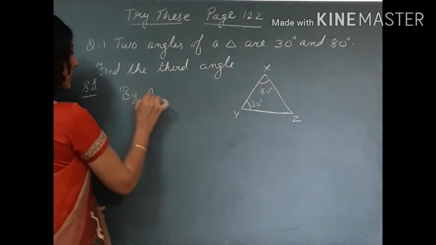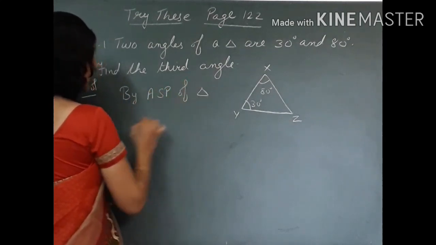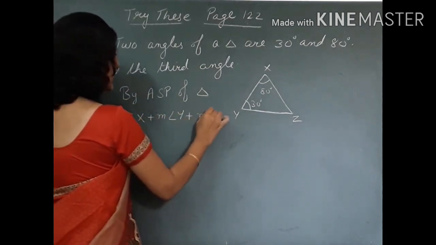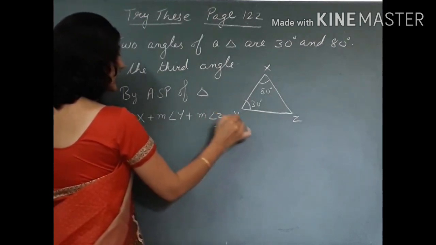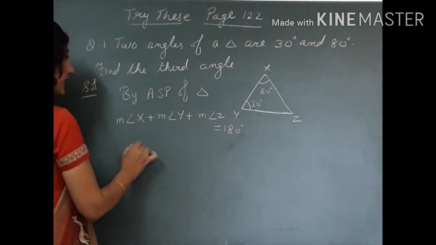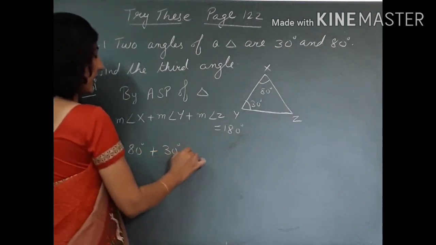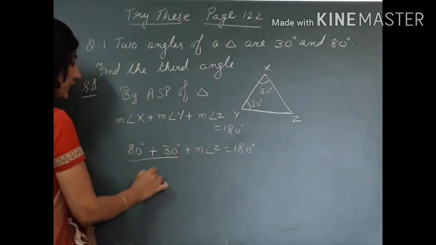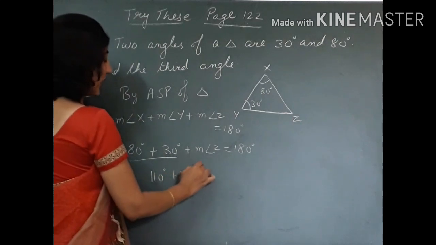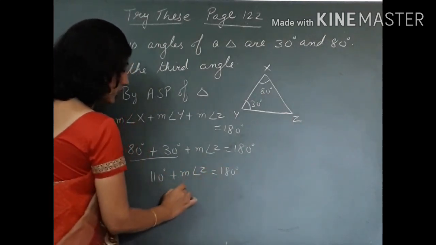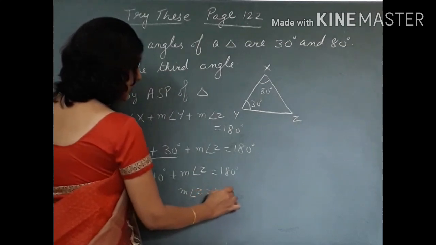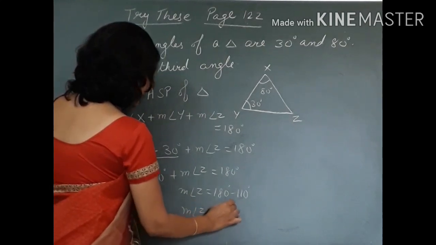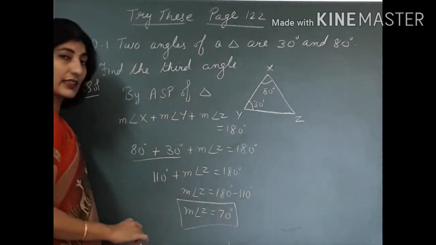So you will write by angle sum property of triangle, measure of angle X plus measure of angle Y plus measure of angle Z equals to 180 degree. Two values are given. X is 80, Y is 30 and measure of angle Z 180. I have named as XYZ. You can name anything of your choice. So this will be 110 degree plus measure of angle Z equals to 180 degree. Measure of angle Z equals to 180 minus 110, that is measure of angle Z equals to 70 degree. This way you can find the third angle when two angles are given.